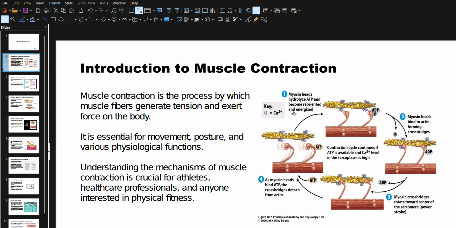Here you can see the diagram of this muscle contraction. How does it play a key role? The key role in this muscle contraction is calcium. Here you can see.